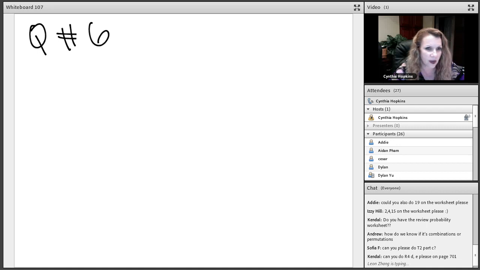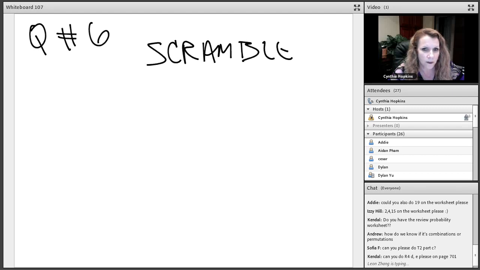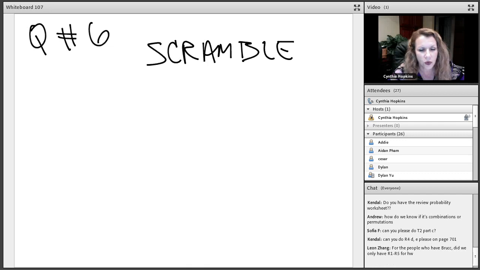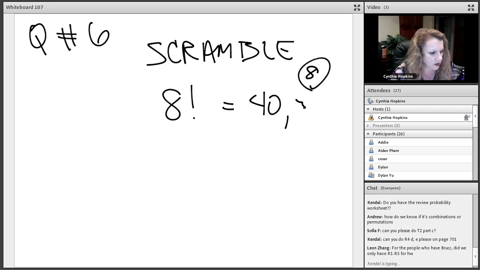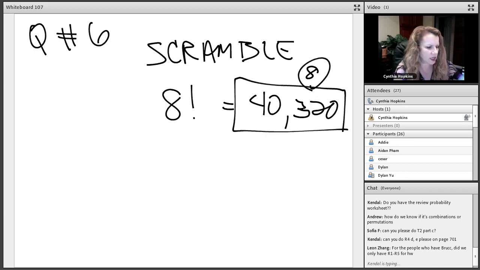How many arrangements? That word arrangements tells me that it's a permutation, not a combination, because the order matters. How many arrangements can be made using all the letters in the word scramble? You should look to see if there's any repeating letters. So there's only one S, only one C, R, A, M, B, L, E. There are no repeating letters, and there are 2, 4, 6, 8 letters altogether. So how many? 8 factorial, and that is 40,320.